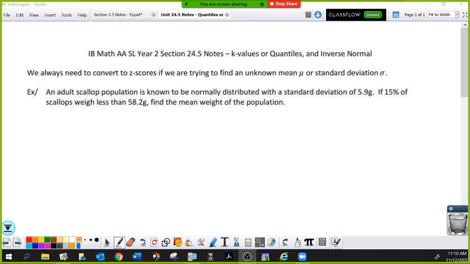So I titled these notes K-values or quantiles and inverse normal. We kind of already did both of these yesterday, right? K-values, quantiles. K-values are the unknown values that are along the x-axis of the normal distribution. And we use the inverse normal command to take a probability and return the unknown x value, or z value if you're talking about the standard normal.